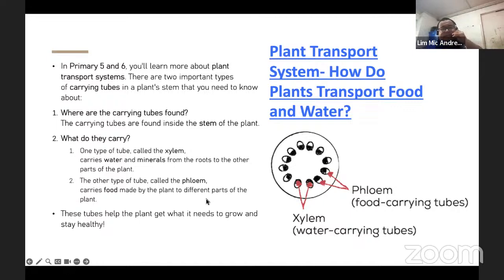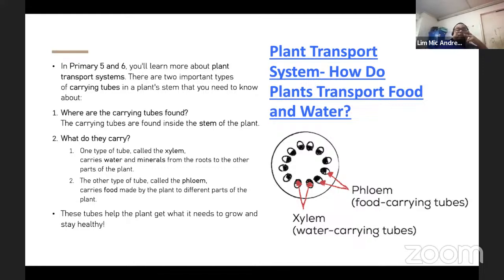Now, after we look at electrical systems, we look at the plant transport system. How do plants transport food and water? In P5 and 6, or should I say 11-year-olds and 5-year-olds, many students in the world will learn about this plant transport system. There are two types of tube in the plant system that we all have to know. The first is the food carrying tube known as phloem, and the water carrying tube known as xylem.